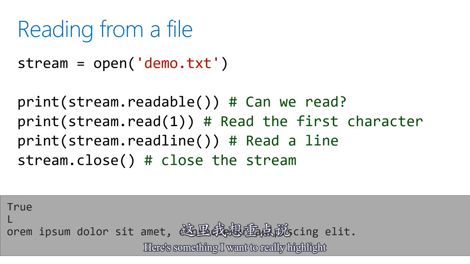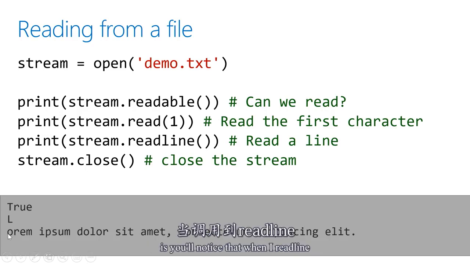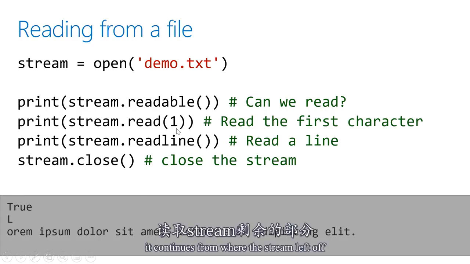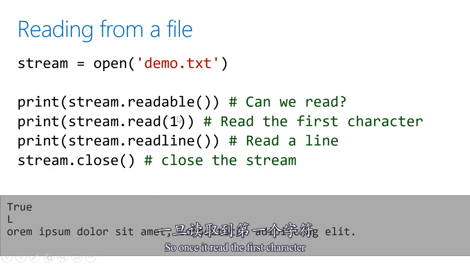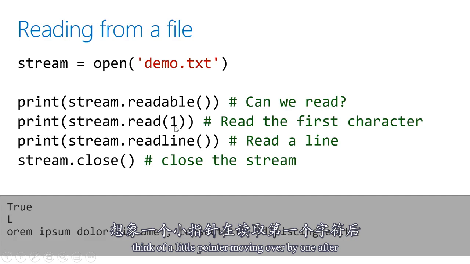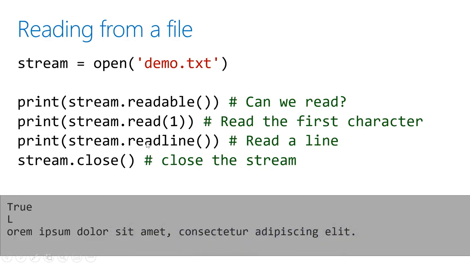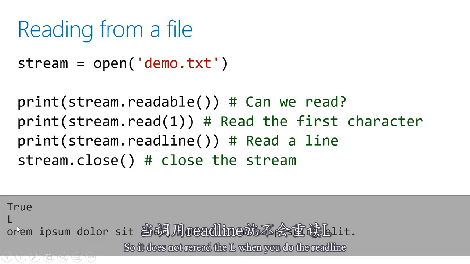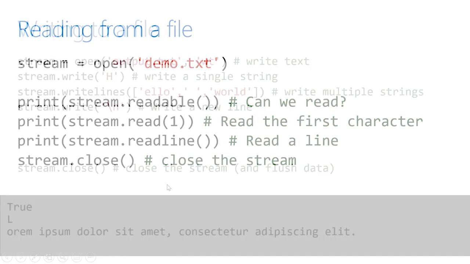And here's something I want to really highlight: you'll notice that when I readline, it continues from where the stream left off. So once it read the first character, think of a little pointer moving over by 1 after it's read that first character. So when I do a readline, it reads from that point onward. So it does not reread the L when you do the readline, because I read the first character separately.